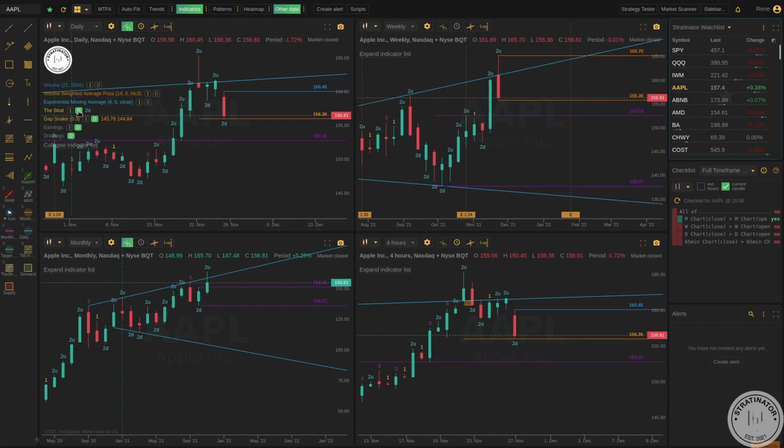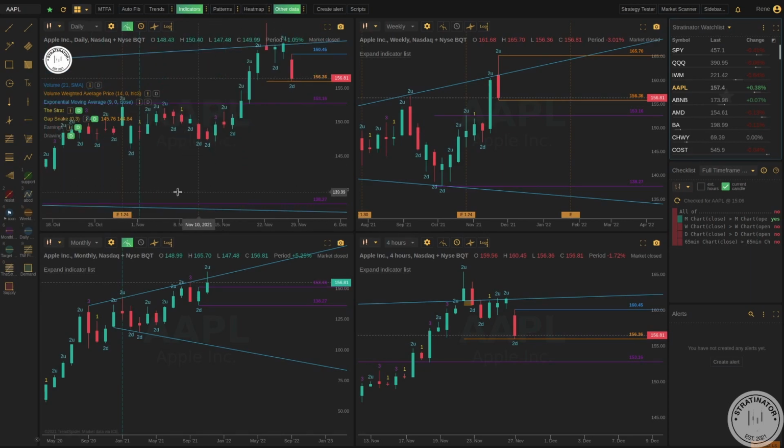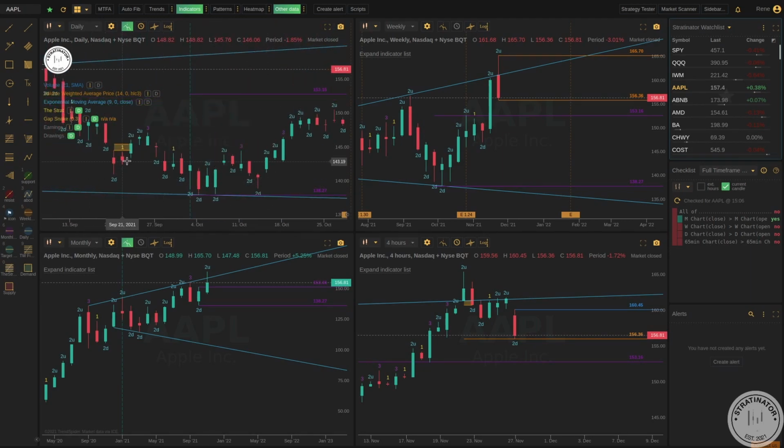So I use the strat candles. As you see, this is the numbering of the candle types. On the daily, I use an indicator that is called Gap Snake that shows me gap ups or gap downs. If a setup like this one here, back on, when was this, September 20th, September 21st, when a gap happened at open for Apple. I use this only on the daily.